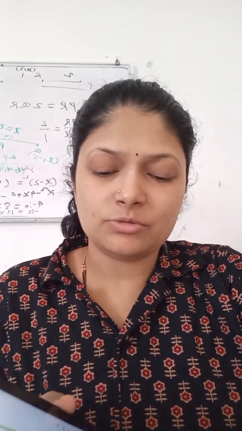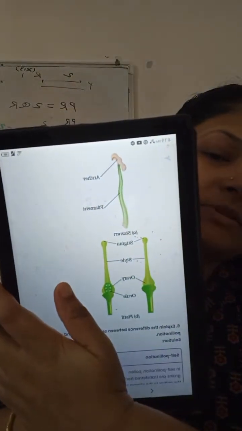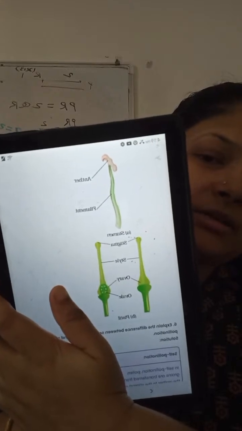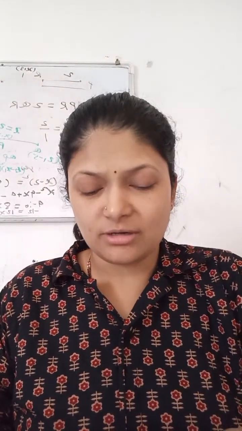Can you see these diagrams? Learn these diagrams: anther and then filament. You are able to see the mirror screen over here. So anther and filament, they will ask for labeling. Pistil is also there. At the top there is a stigma which contains a sticky substance, and then we have a style, which is a long tube, and after that there is the ovary and the ovules.